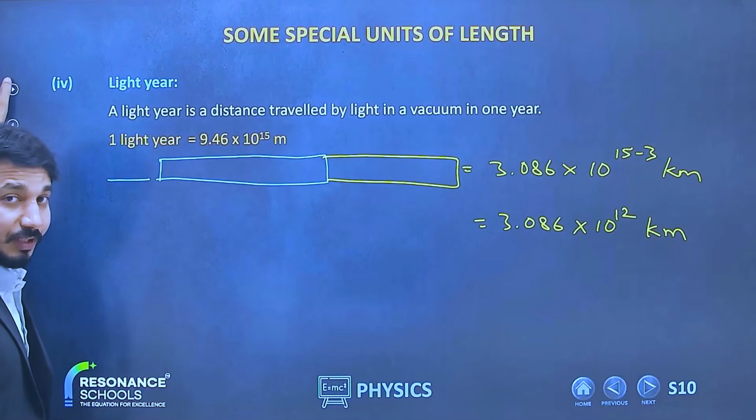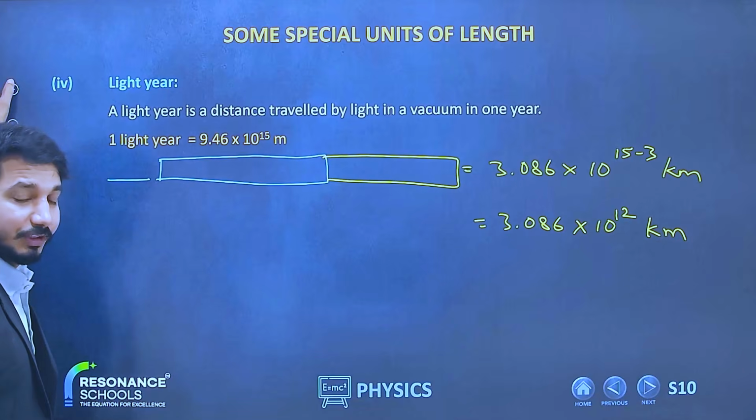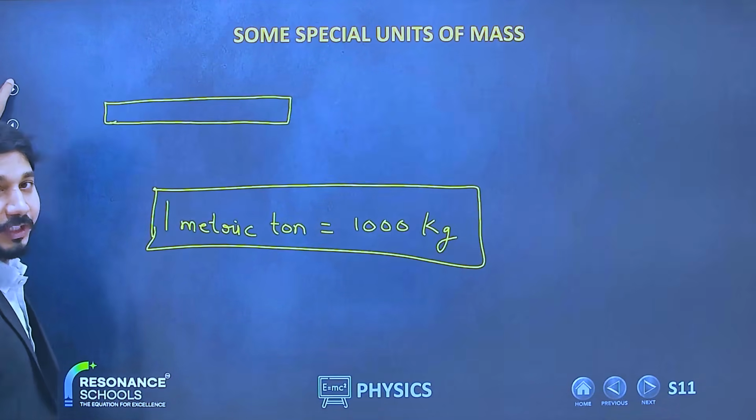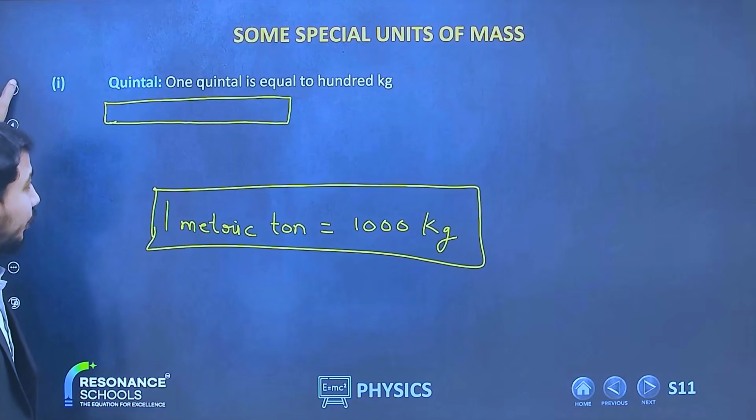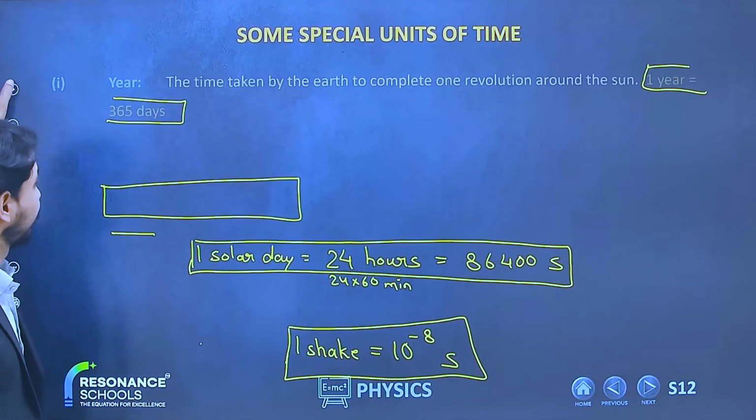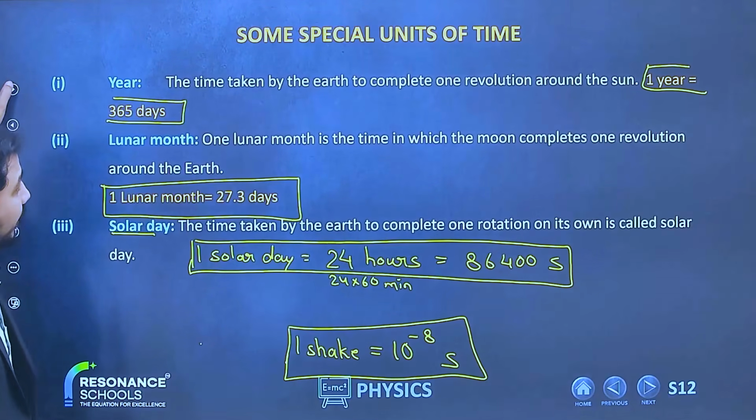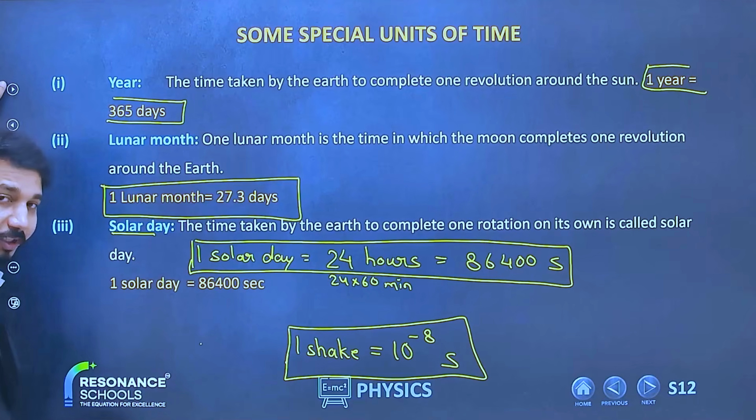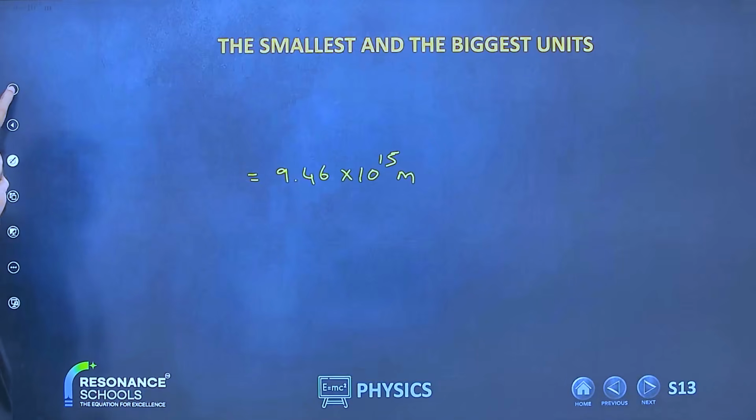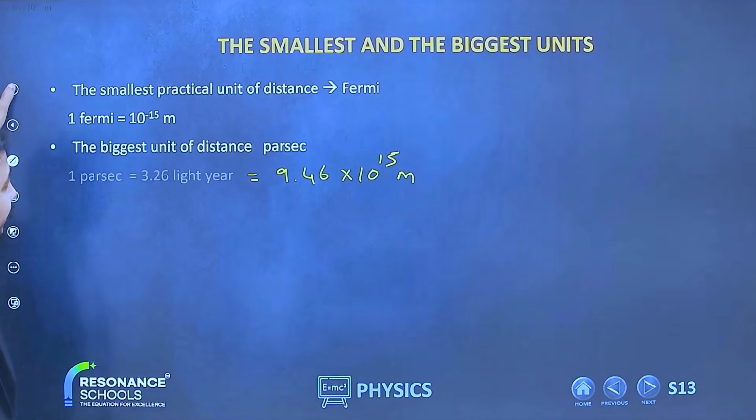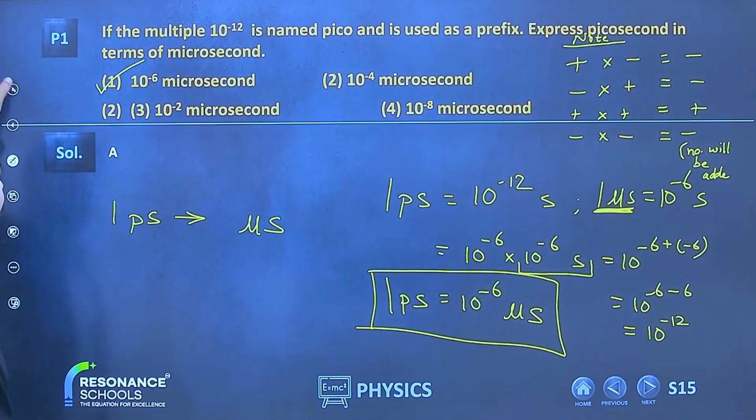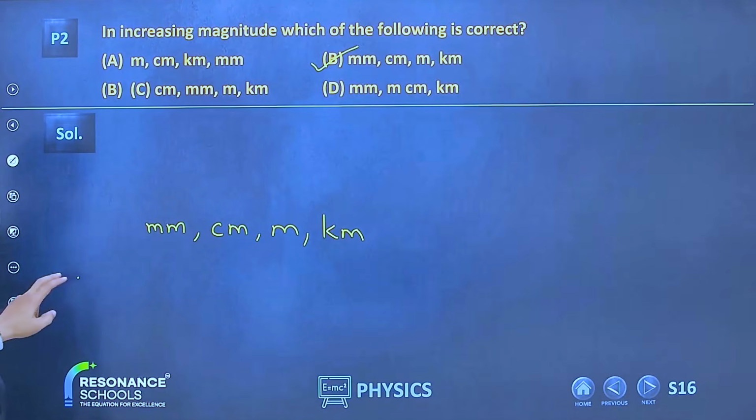Light year: to measure long distances, we use the unit light year. If someone wants to become an astronaut or join astronomy research, they are going to use these units. These are day-to-day life units, quintal and metric ton, which we also use. This is about time, units of time: year, lunar month, solar day, we already know. Right? Next. We had also discussed these distances, same thing. Now the worksheet, we have completed question number 1, 2, all this, right?